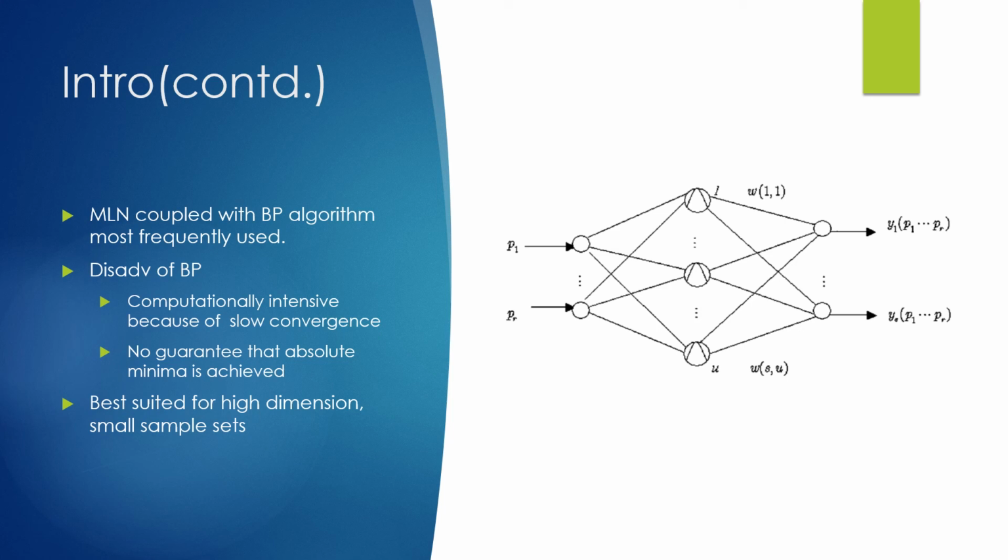But of course, this has some disadvantages in that it is computationally intensive because of the slow convergence of the algorithm, and we don't have an absolute guarantee that the global minimum is going to be achieved. We may be stuck at a local minimum, and the algorithm may say that this is the final answer. So this is best suited for high dimensionality space inputs with a small sample set.